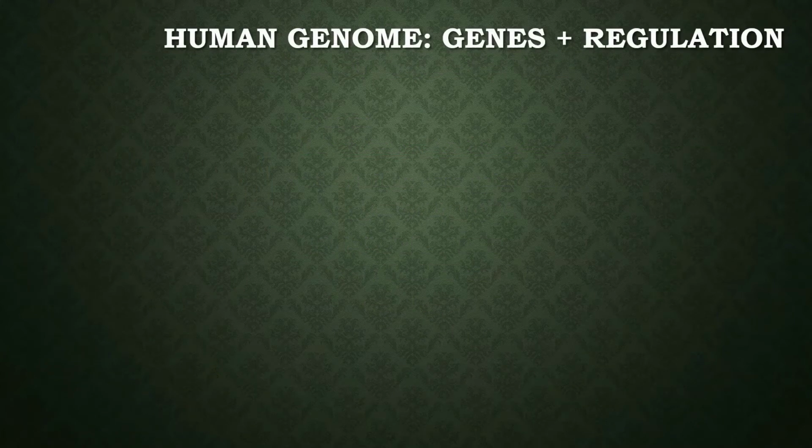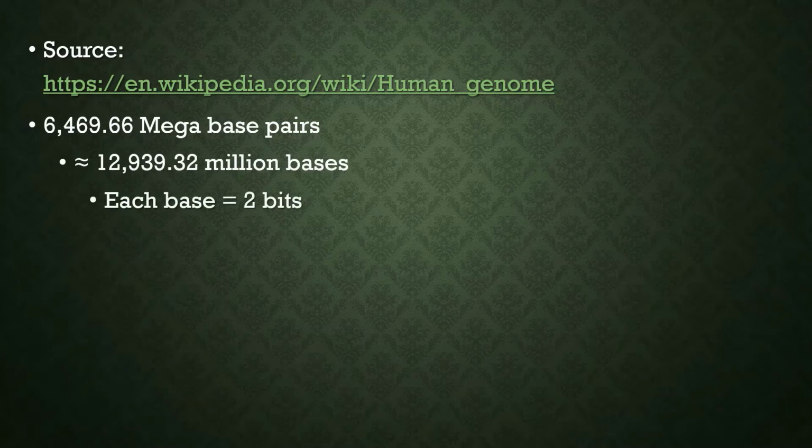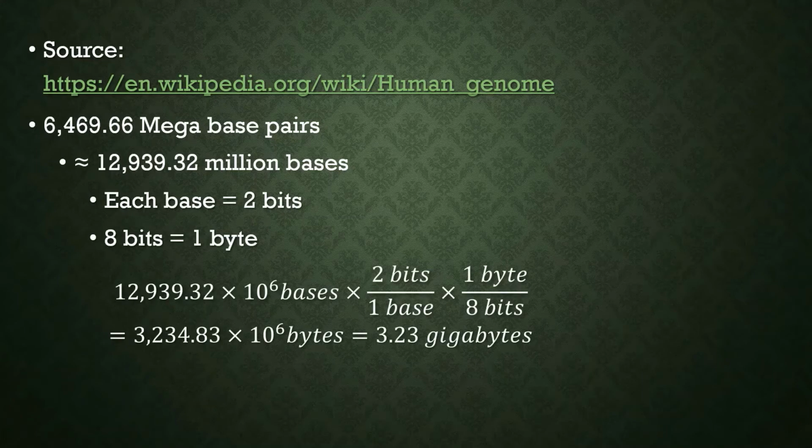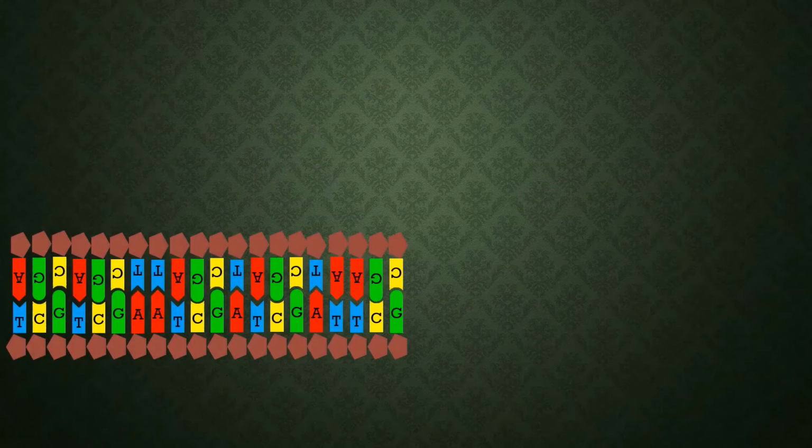The human genome, which is all the genes found in human cells and the non-coding regulatory regions, consists of around 6,469.66 megabase pairs, which translates to 12,939.32 million bases. Once again, each base is worth 2 bits, and there are 8 bits in 1 byte. Multiplying all that together gives us a grand total of 3,234.83 million bytes, or 3.23 gigabytes. This means that your genome makes up about 73% of each cell's memory. The rest are DNA segments with no known functions. Usually, they are junk DNA or fragments of ancient genes long since degenerated.